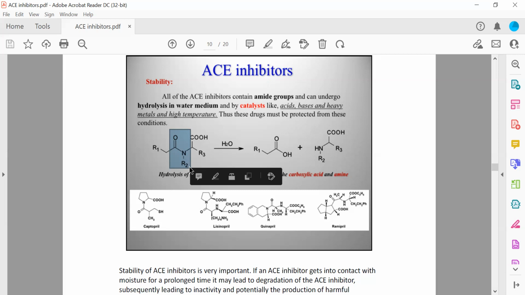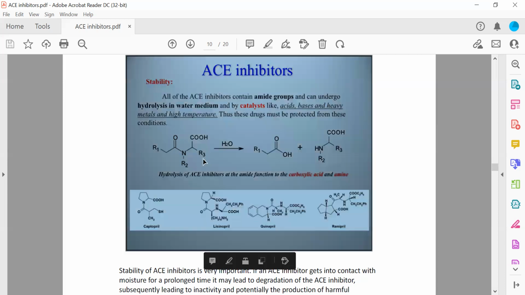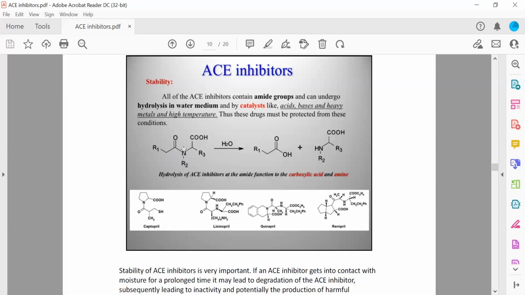But in this case, with the ACE inhibitors, when there's water as well as a catalyst, then this process can actually be quite rapid. So when the ACE inhibitors are getting into contact with water, or moisture for that matter, then the drug undergoes degradation and 2 degradation products form. So for instance, if we look at this amide, that amide bond gets broken at that bond. And what you then have is basically the carboxylic acid and a secondary amine.